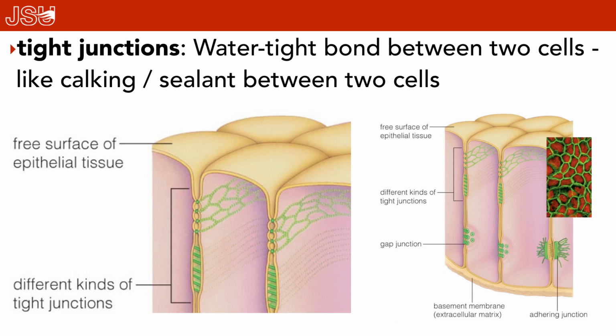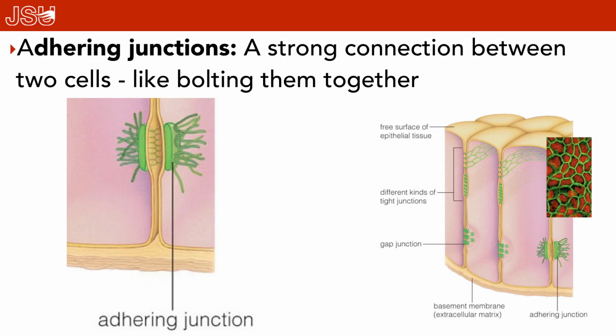Another cell junction type is adhering junctions. Adhering junctions are like a spot weld. Adhering junctions are like a very strong connection. The emphasis here is strength. Not so much water tightness, but just physical strength. Some of our cells are under an intense amount of pressure and pull.